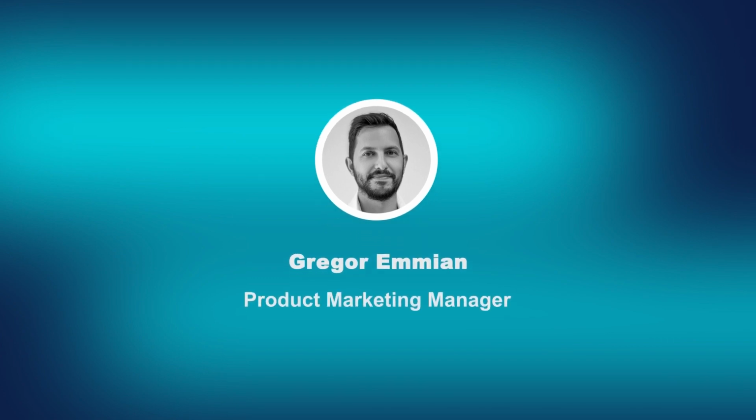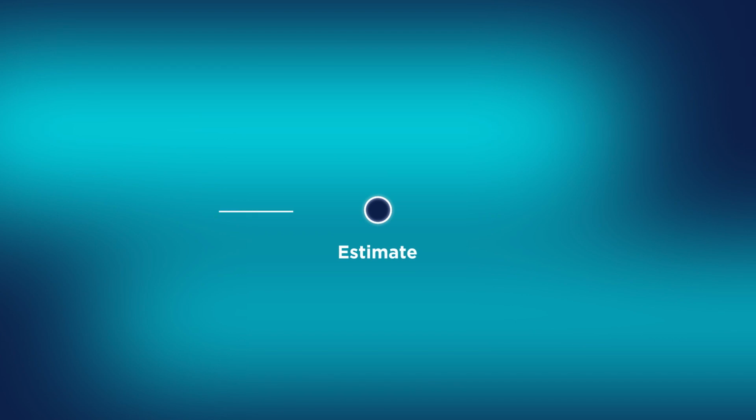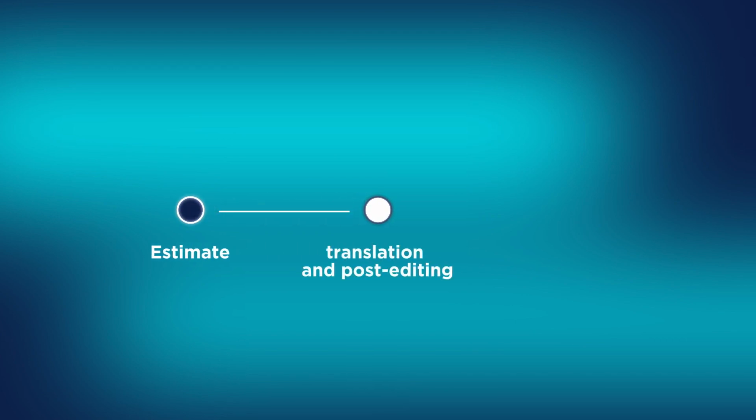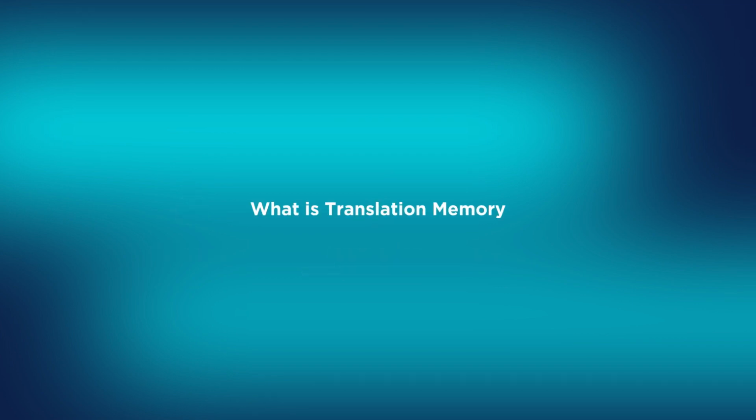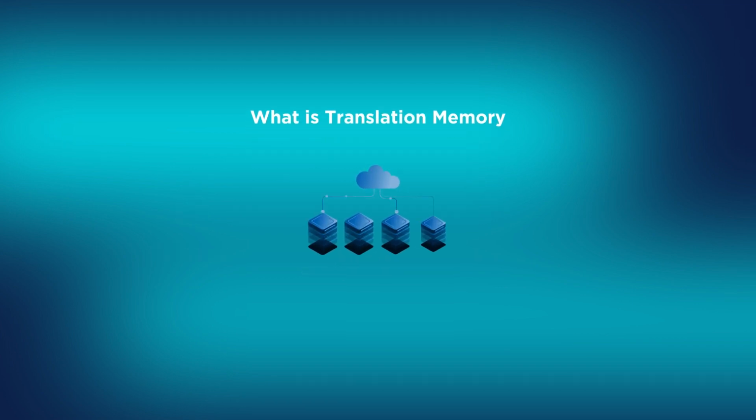In this video I'm going to show you how you can estimate translation and post-editing costs by using your project's translation memory leverage report. A quick refresher on translation memory. Translation memory is a database of previously completed translations. Each time a translation is submitted, it's saved to this database. In the future, if a phrase similar to the original source appears, the translation is presented to the translator as a suggestion.